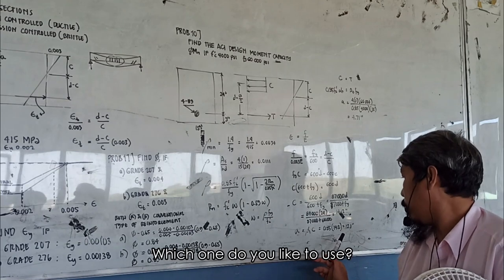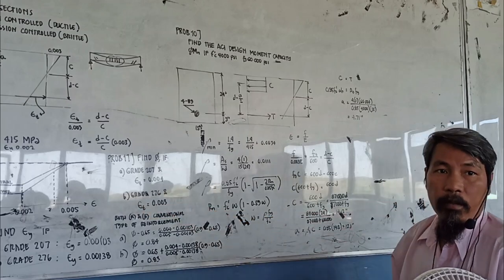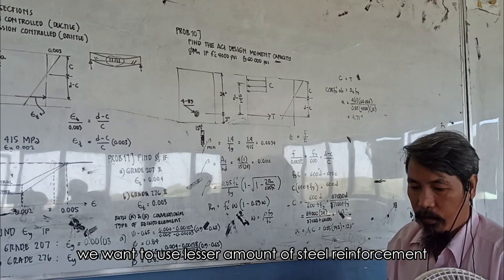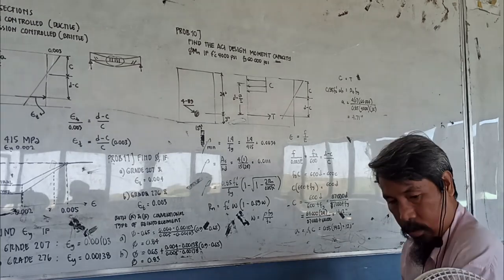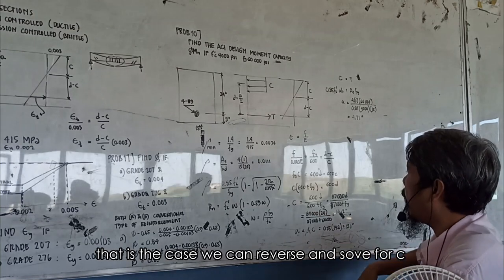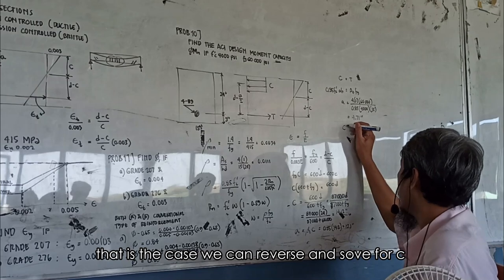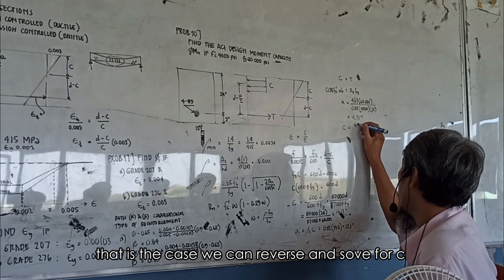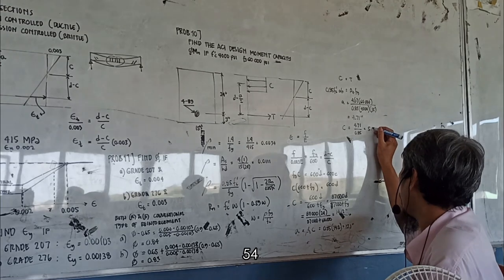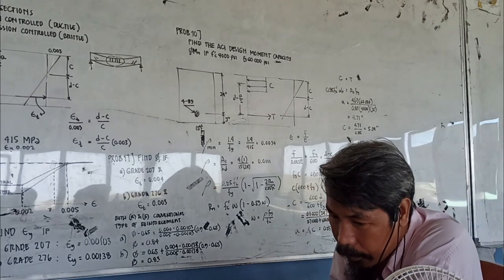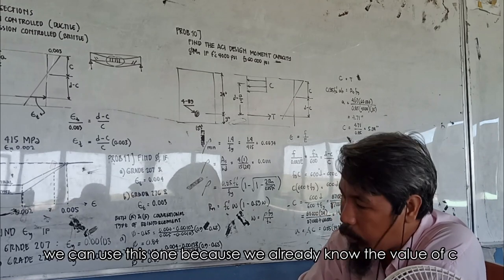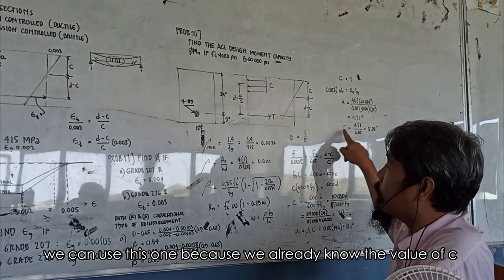Which one do you like to use? So you want this one. We want to use what? Lesser amount of steel. Okay. We use less amount of reinforcement, right? So if that is the case, we can reverse, solve for C. And then for how much? 5.54. We are okay. Our value is okay. So therefore, we can use this one because we already know the value of C.